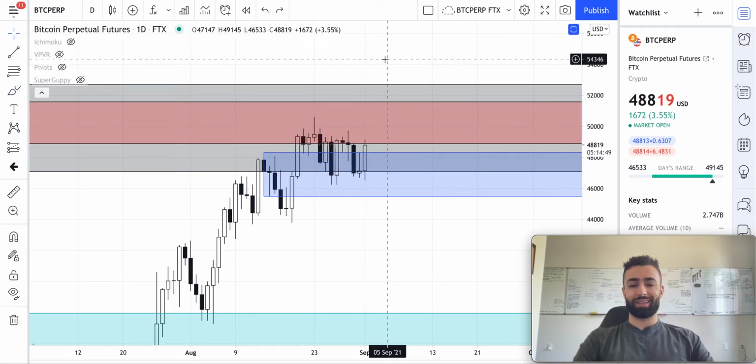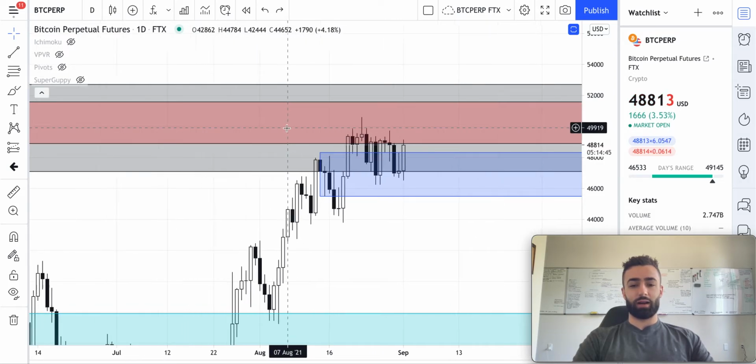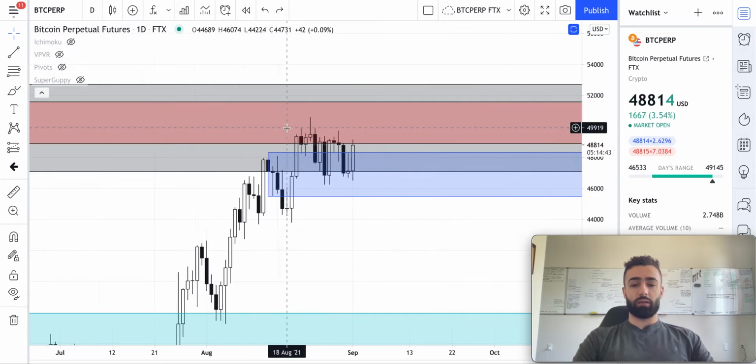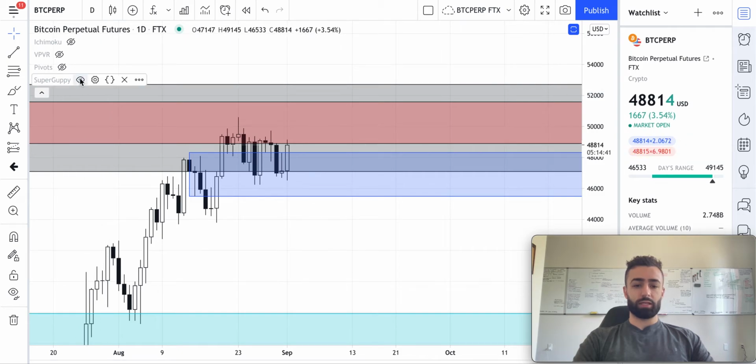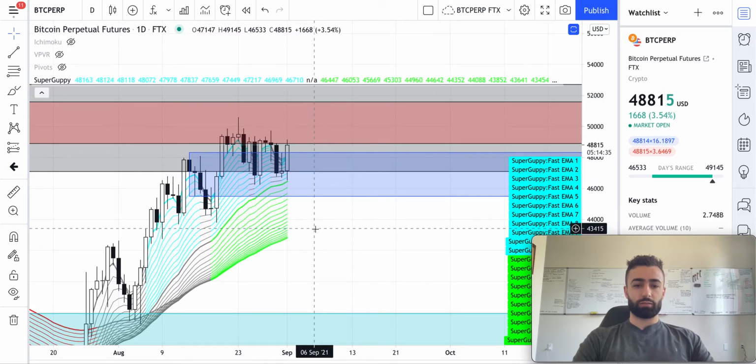So this is going to be an area that I'm going to be keeping an eye on in the coming days. Another area that I've been talking about that I'm continuing to keep an eye on is this level right here that we almost touched but didn't touch.